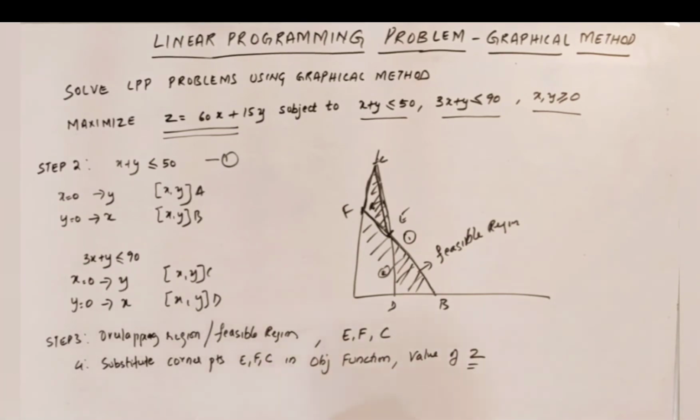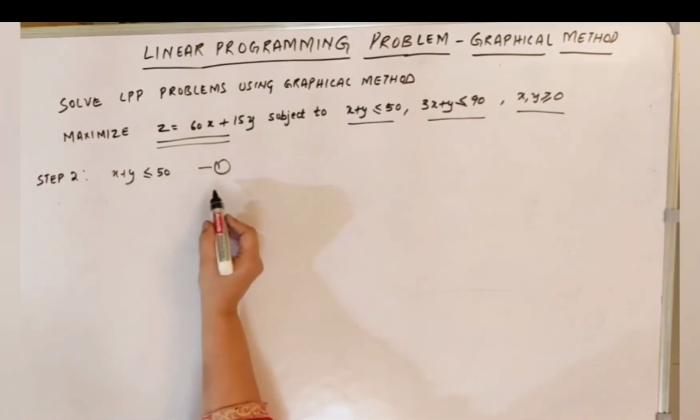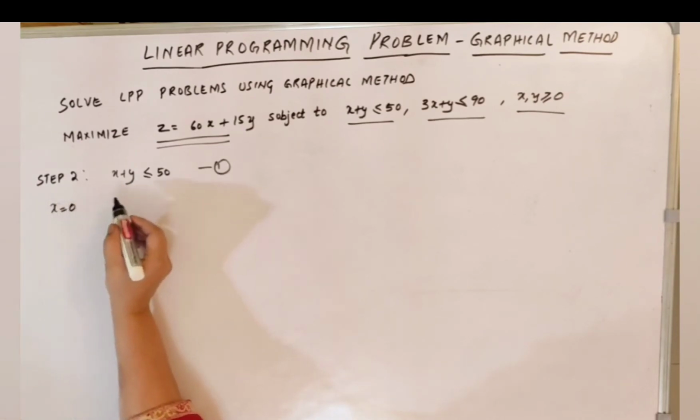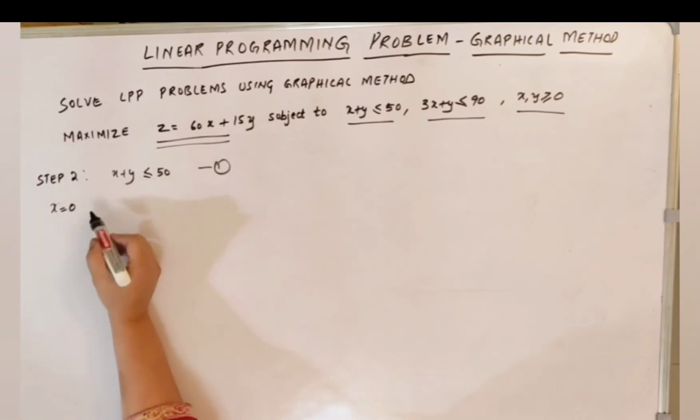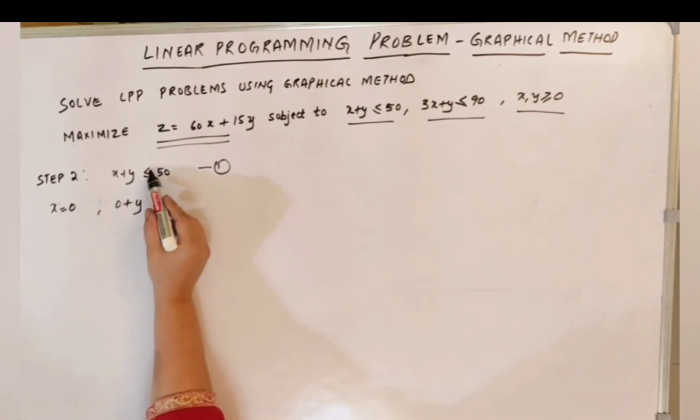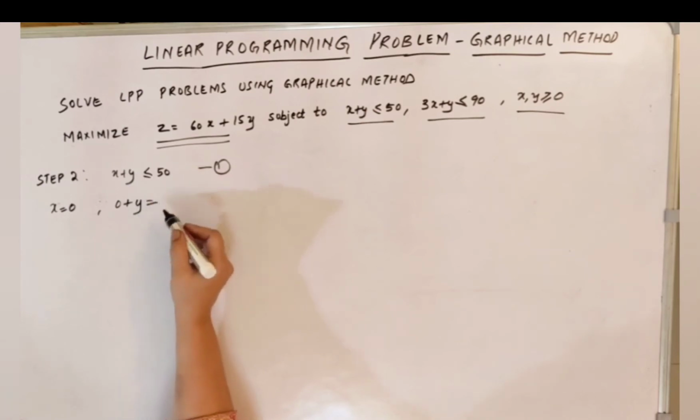Now let's take this example and execute all of these steps. So let's take this constraint 1. What we have to do? We'll have to substitute x is equal to 0 and get y. So when we substitute x is equal to 0, this equation is going to become 0 plus y. Now instead of taking this less than, we will make it equal to, so that we get a point.